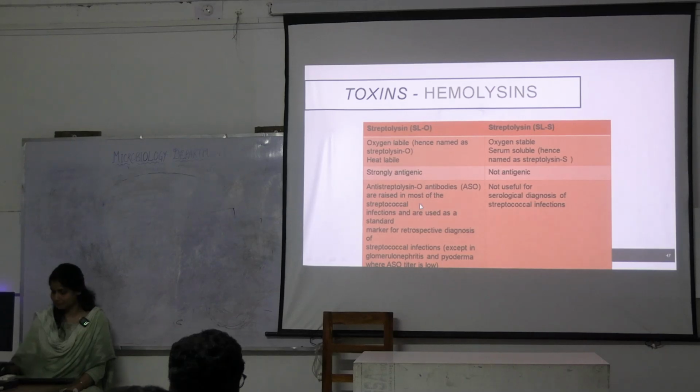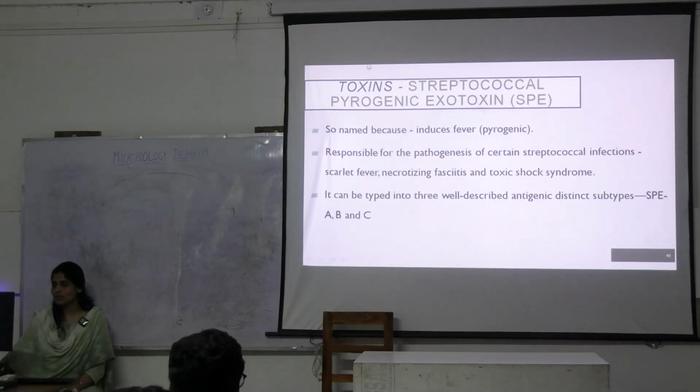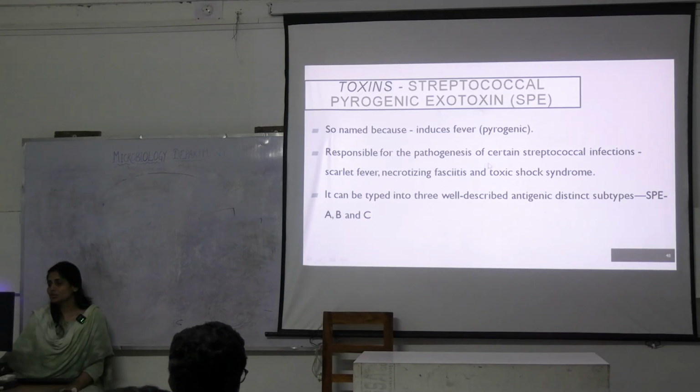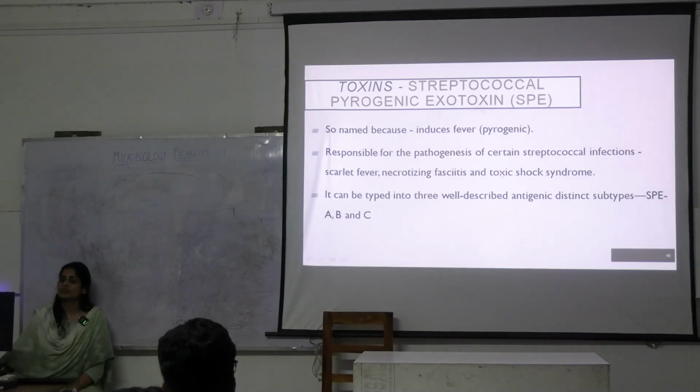We studied autoimmune sequelae. Then there is streptococcal pyrogenic exotoxin, which induces fever. What do you mean by pyrogenic? Pyrogen means inducing fever, right? So where will you find this? Wherever there is presence of fever. In case of scarlet fever, necrotizing fasciitis, TSST, you will see this streptococcal pyrogenic exotoxin in these cases.